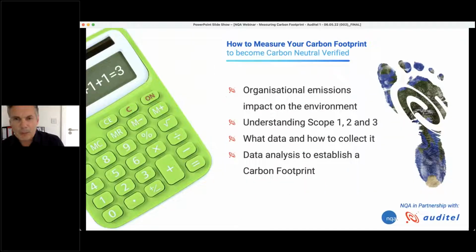Okay, so we're going to go through organizational emissions impact on the environment. What does that mean? We're going to look at understanding the scopes of 1, 2, and 3. We're quite mindful that the audience here this afternoon may be on different parts of the journey, so some of you may have much more knowledge than others, but we'll keep it general in terms of what we can produce. We'll also look at the data, what data is required and how to collect it, and we're also looking at data analysis to establish that carbon footprint.